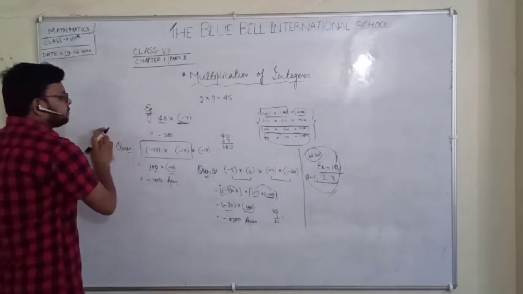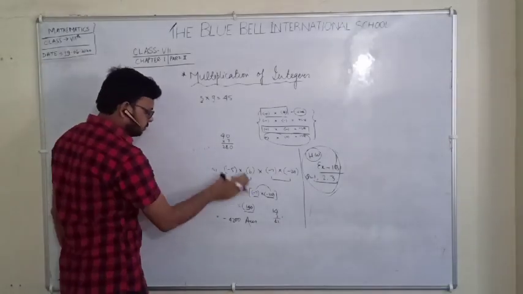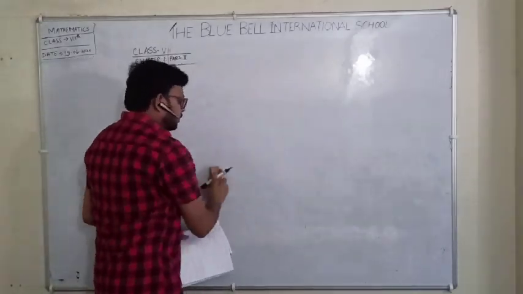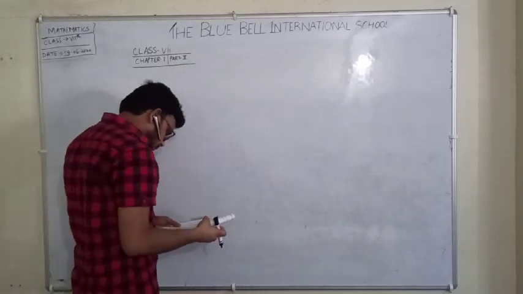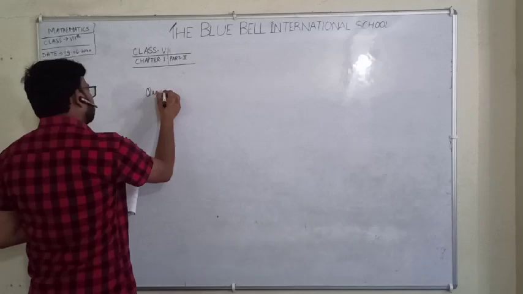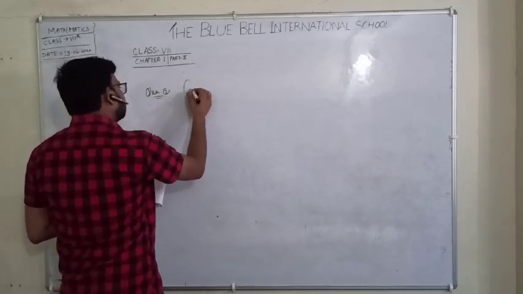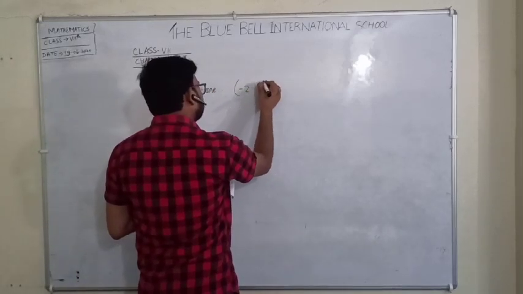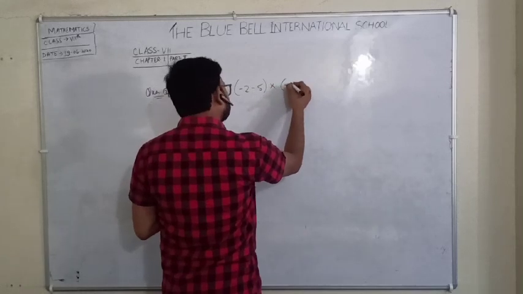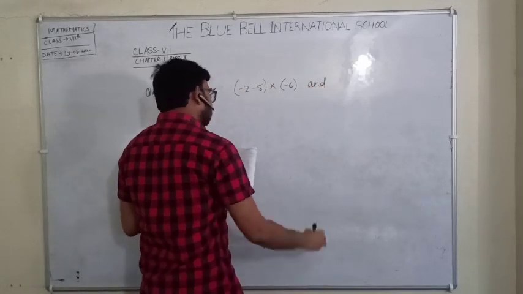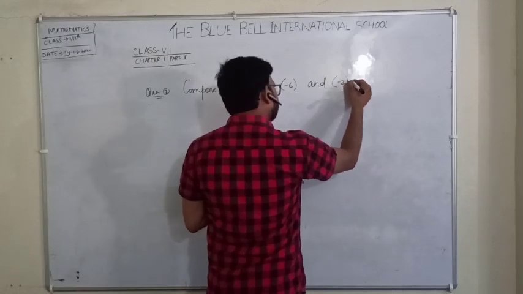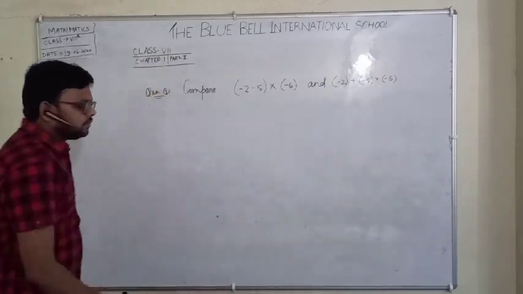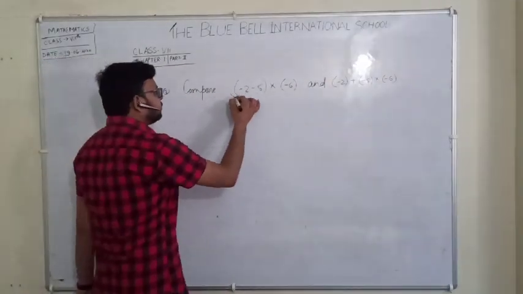Now next, some other question. Question number 2 of the example. You have to compare -2 + (-5) multiplied with -6, and -2 plus (-5) into -6. And you have to compare which number is larger, either this one or this one.